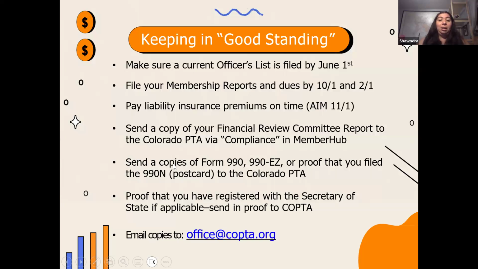You can send copies of your Form 990, 990EZ, or proof that you filed the 990N, if that's the postcard version. You also need to send that to Colorado PTA, and proof that you've registered with the Secretary of State, if applicable. You're going to want to send that to the COPTA as well. And those just go to office@copta.org.